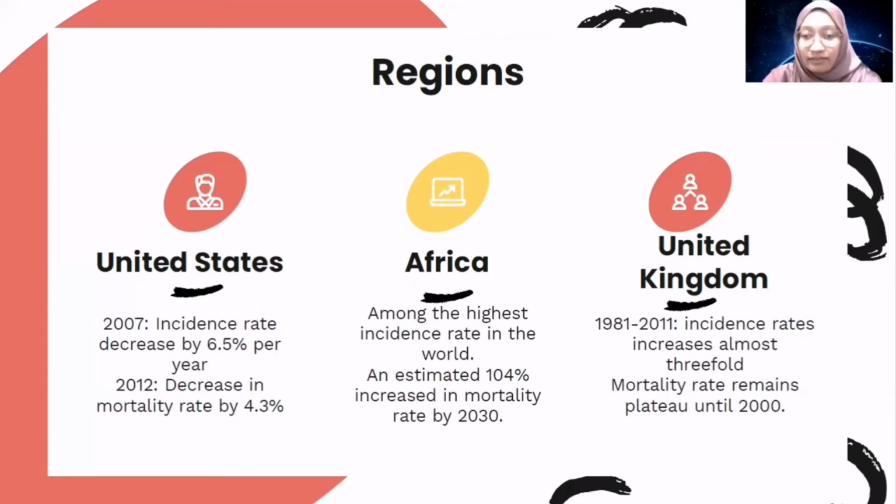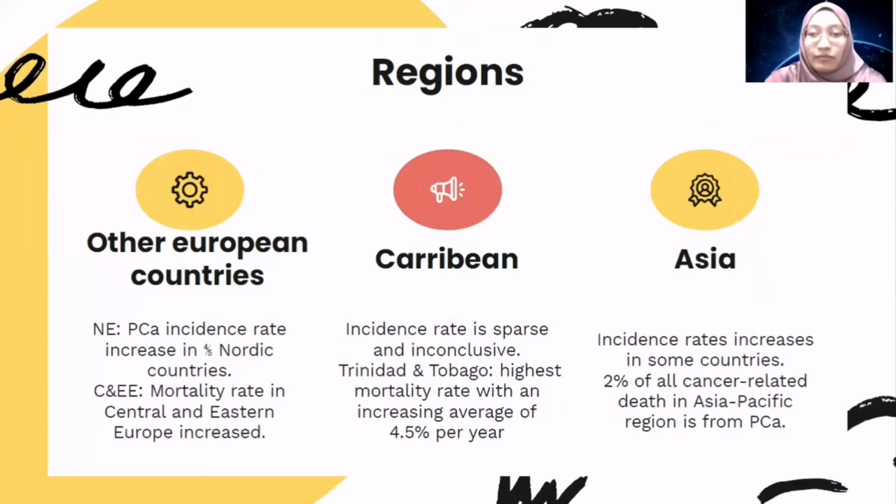However, in a cohort study, the Afro-Caribbean men residing in the UK had the highest incidence rate, being 3 times more likely to be diagnosed with the disease and diagnosed approximately 5 years earlier than UK Caucasian men, despite having equal access to diagnostic service. However, the mortality rate in the United Kingdom remained plateau until 2000. Then we have the other European countries.